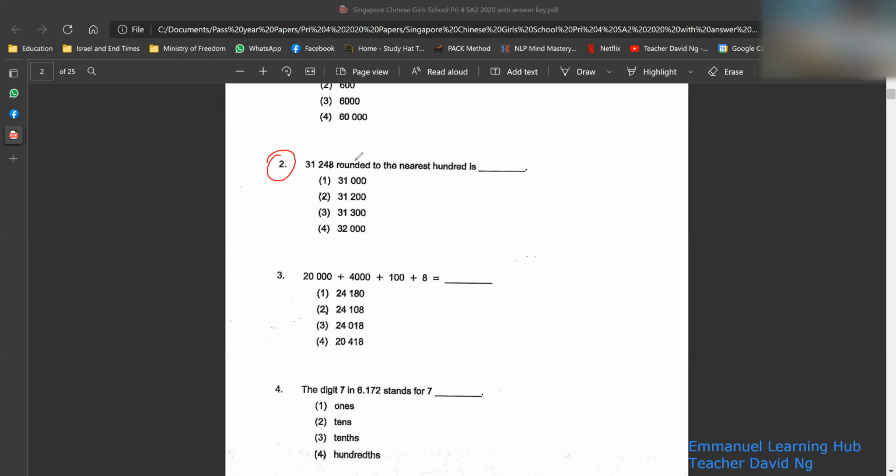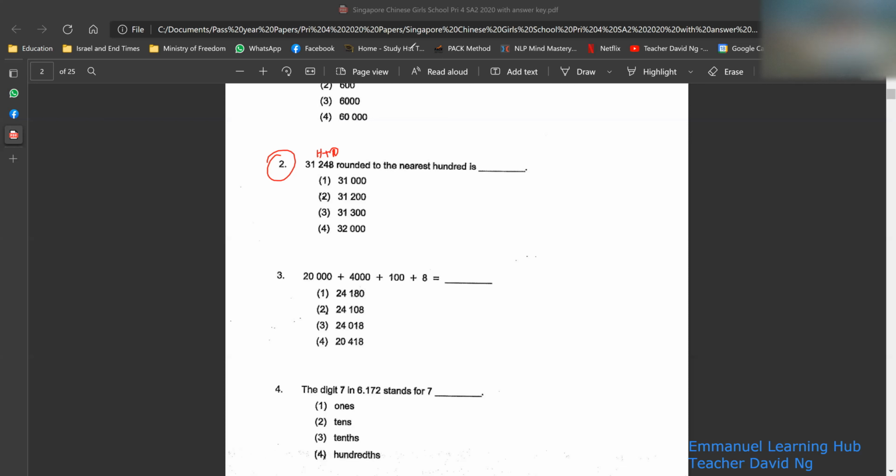Okay, question 2 says 31,248 rounded to the nearest 100. So when it says nearest 100, which number should you look at? You should look at the ones place, tens place, or the hundreds place? For the nearest 100, look at the number 8.